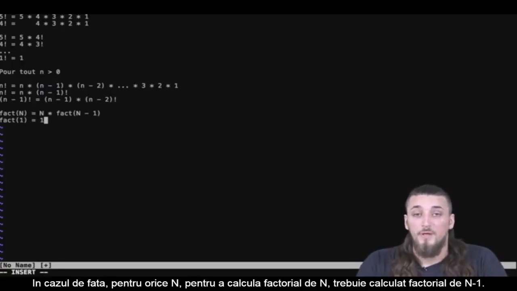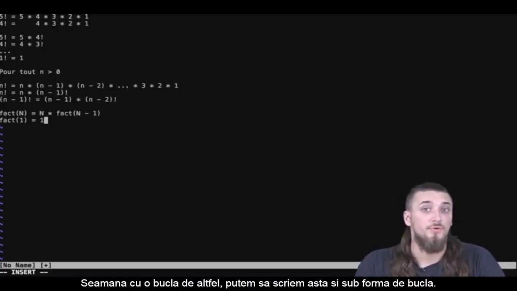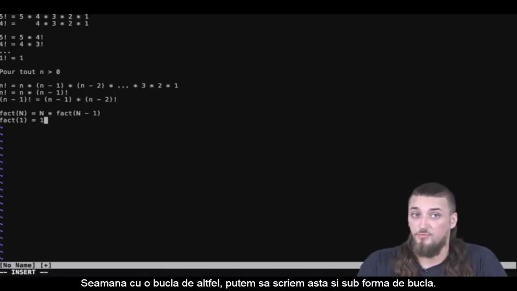So, in order to calculate the factorial of n, we need to calculate that of n minus 1, etc. It looks a bit like a loop, and it could be written as such. You'll have to do it anyway.